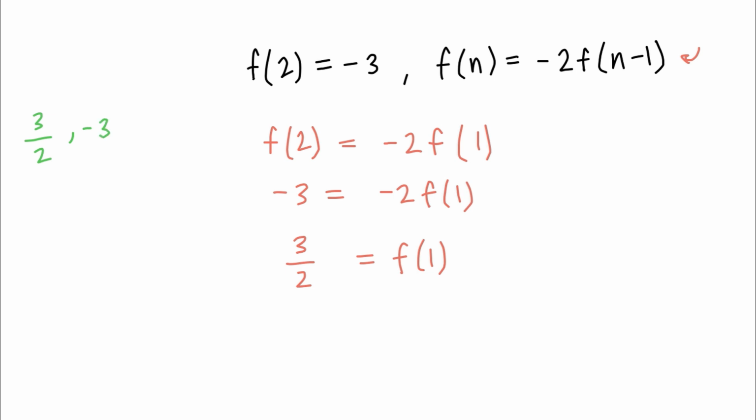Now let's find the third term. Okay, so we have f(3), and I'm using this formula, is equal to -2 times f(3 - 1), which is f(2).